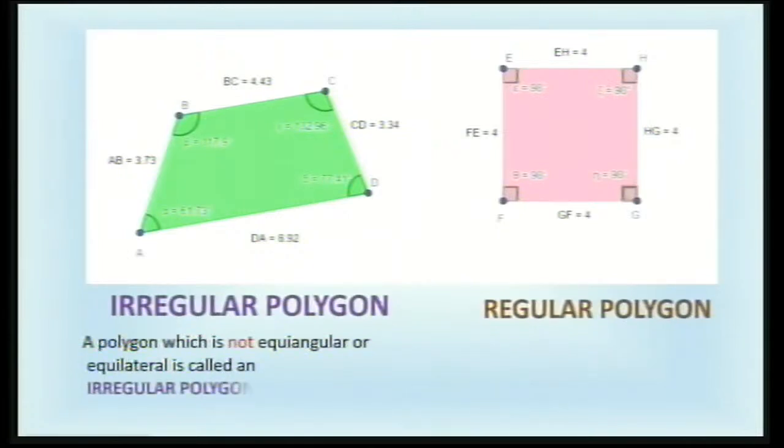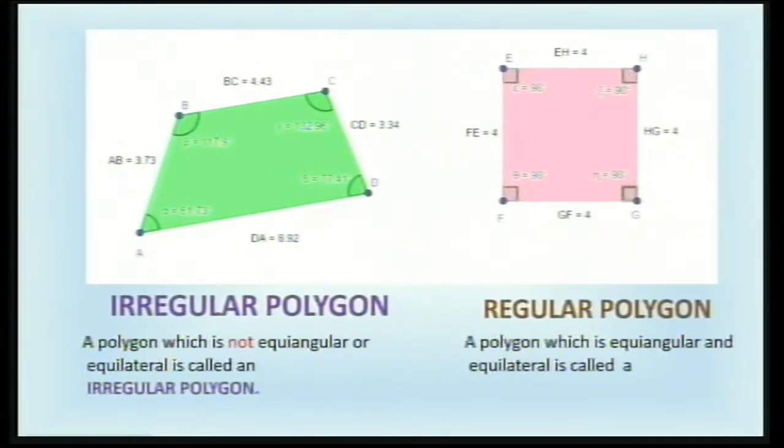I'll just quickly read. A polygon which is not equiangular or equilateral. Equiangular, not having equal angles. Not equilateral means not having equal sides. Is called an irregular polygon. But a polygon which is equiangular and equilateral is called a regular polygon.